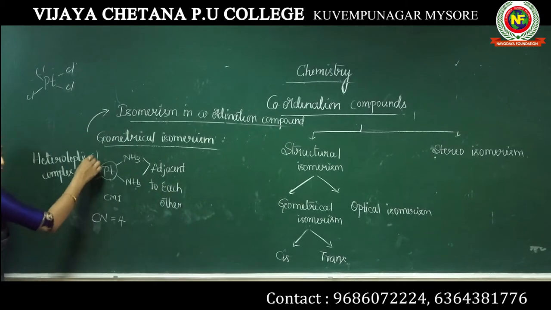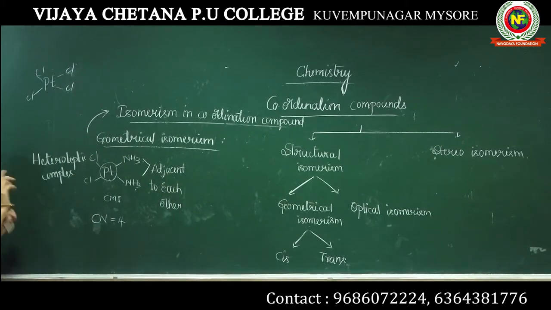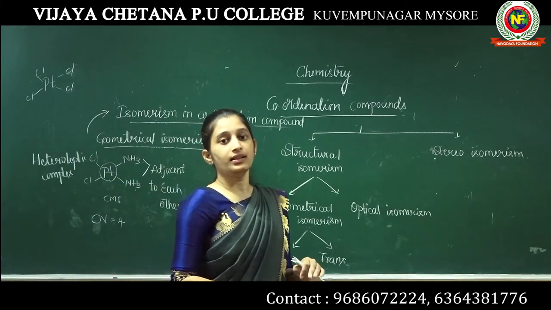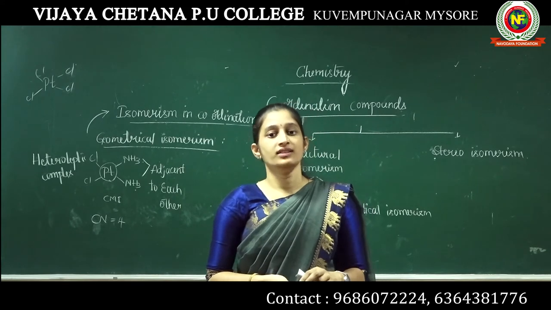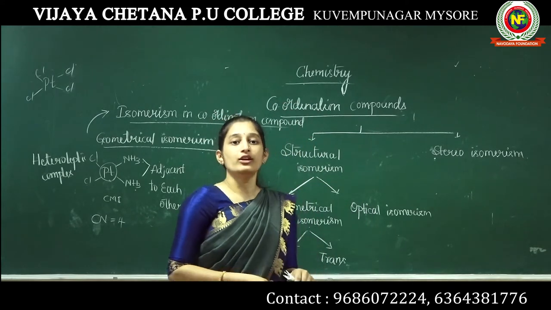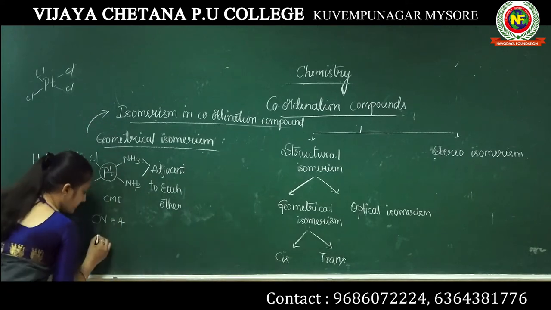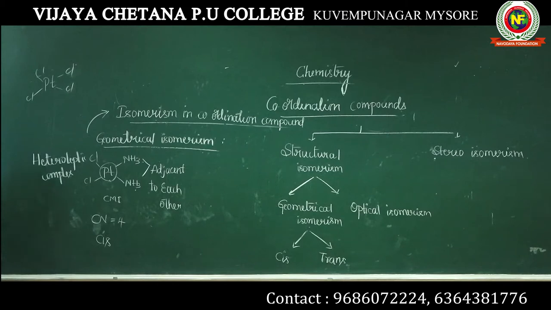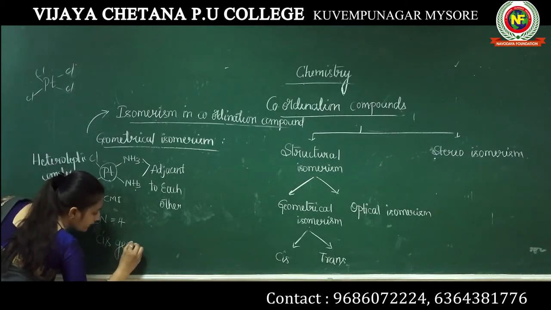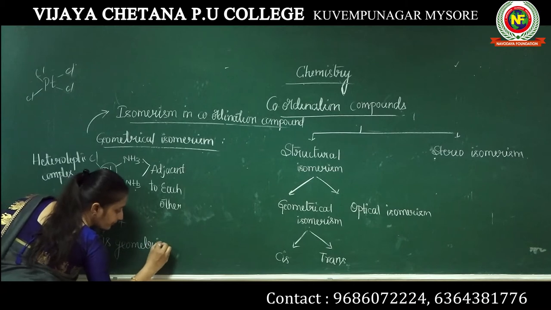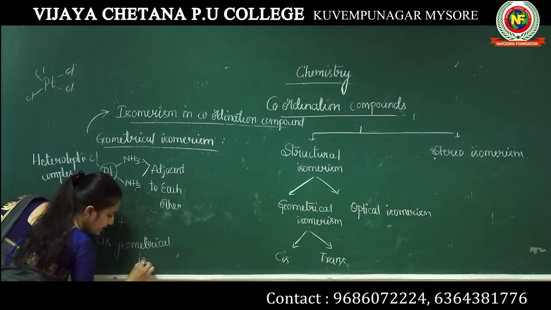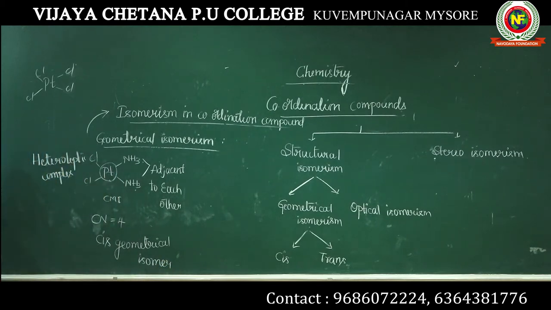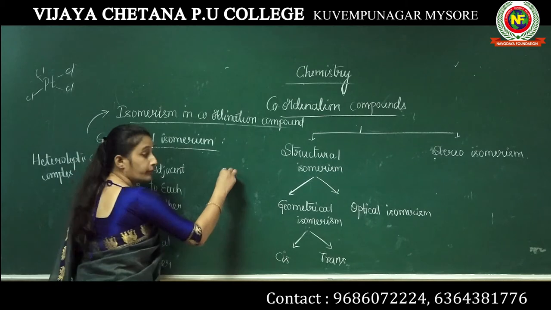See, chlorine. Any two groups, if they are adjacent to each other, such type of isomer we call it as cis geometrical isomer. Cis geometrical isomer. Now, what about the trans?